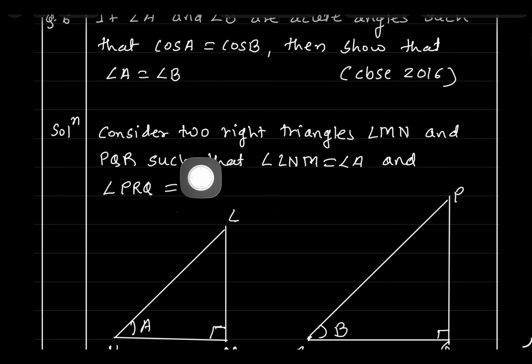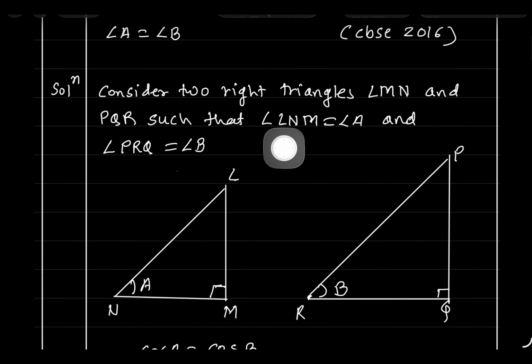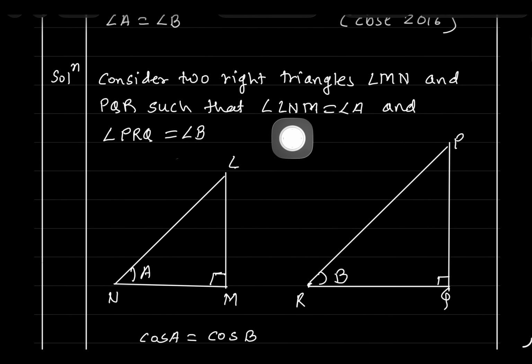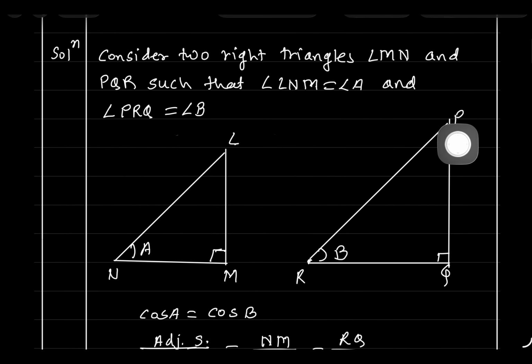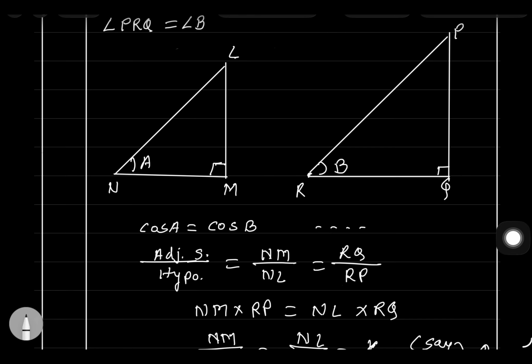Now see, of course these are right angle triangles. Consider two right angle triangles, LMN and PQR. In the first triangle, LMN, which is a right angle triangle, angle LNM is angle A. Like that, PQR is also a right triangle, where angle PRQ is angle B, and cos A equal to cos B. This is given in the question.